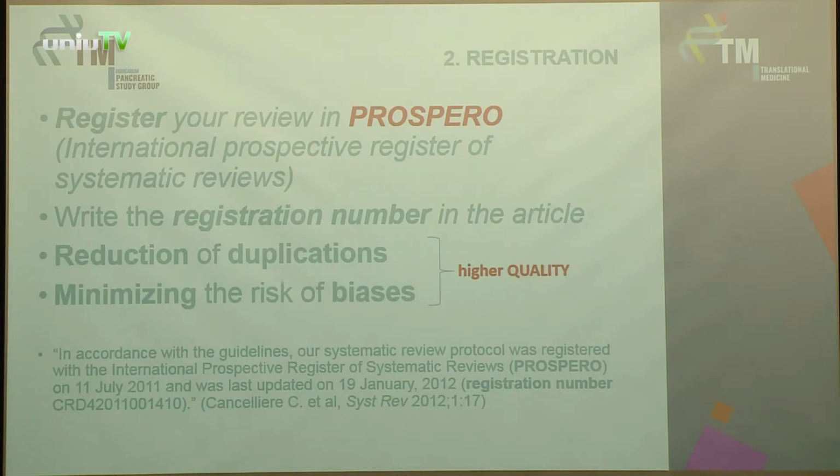The second point is registration. After we have a plan and have made a preliminary search in the databases, we can register our work or our plan in the PROSPERO registry. After this registration, we get a number, and we should use this number in our article later and in every presentation that we make about this topic. Why is it important to register? Because it can reduce duplications and minimize the risk of bias. For example, later the readers can refer back to the protocol, and if there are discrepancies between the protocol and the finished work, it means a bias.